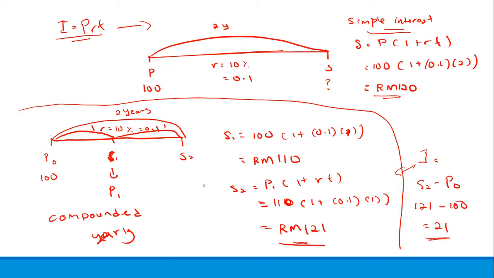Macam mana you nak kira interest? You ambil yang akhir, tolak yang awal. Compounded can only use this one, cannot use I equal to PRT.